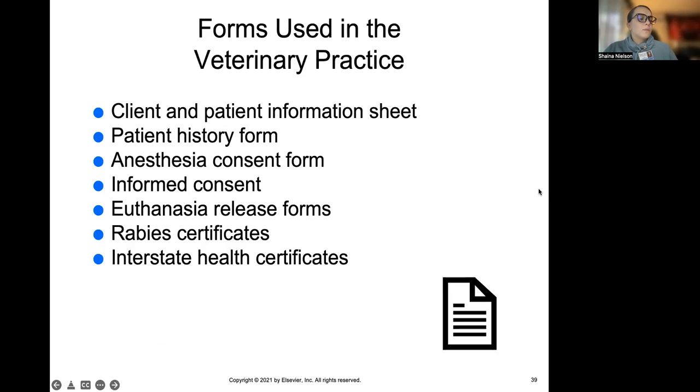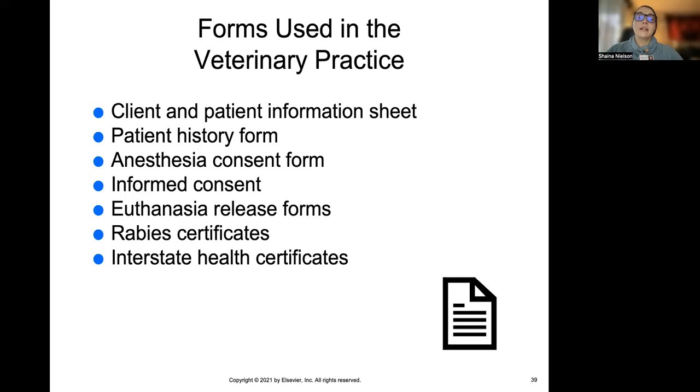Okay. All right, guys, we're going to get into the last portion of our lecture here. So don't worry, we're just going to power through. I just have this slide, and then I want to show you some forms, and then we'll be finished. So common forms that we use in the veterinary practice. We have client and patient information sheets, patient history forms. So information sheets are like, who are you, where do you live, phone number, email. For the client, for the patient, it's like what breed, how old, medical history, all of that. And then we can also get their actual scanned patient history from different hospitals.